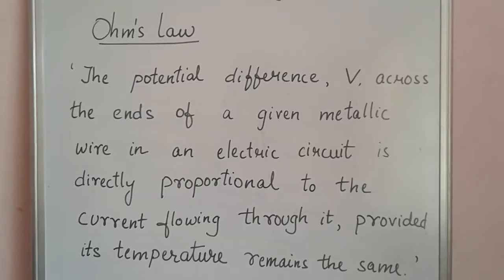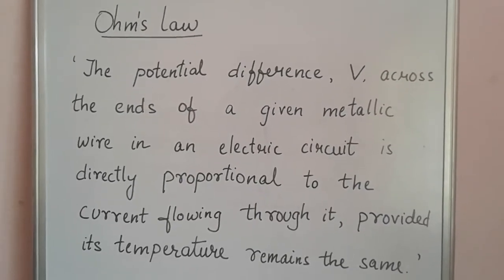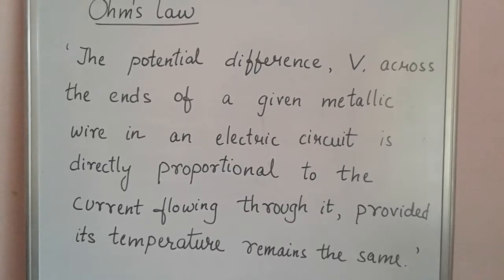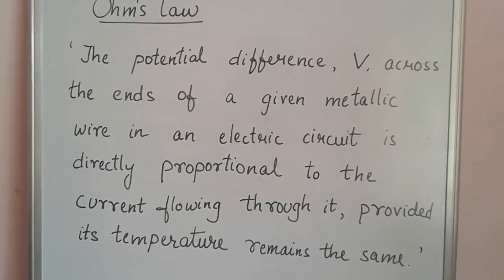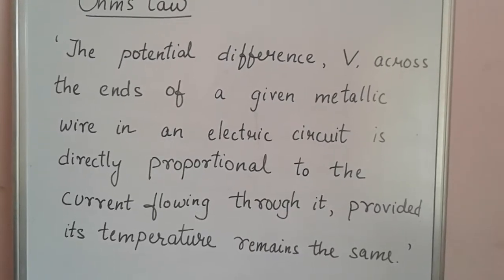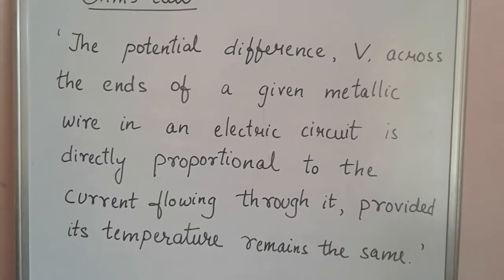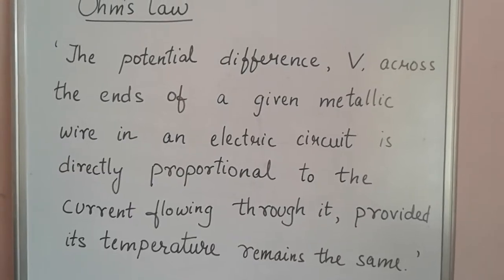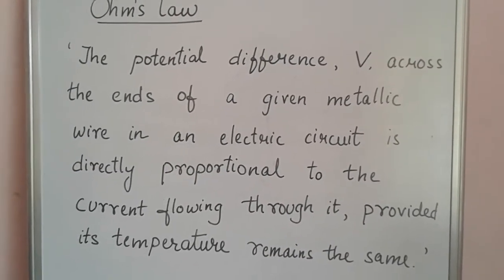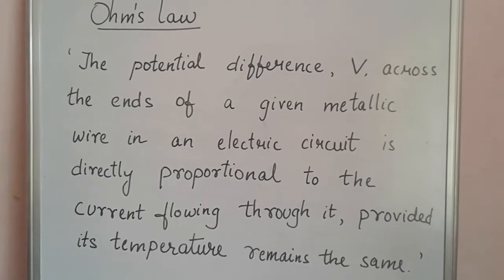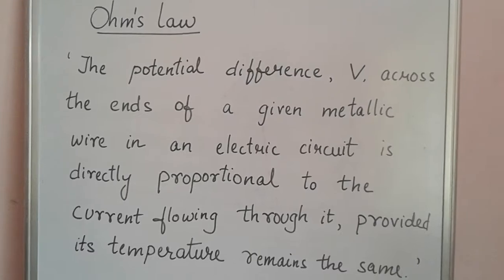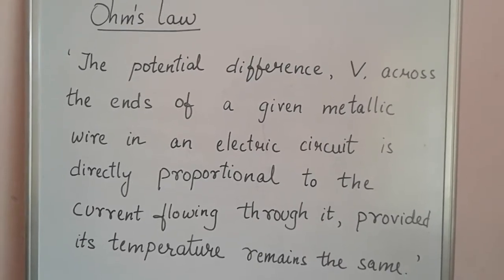According to the statement of Ohm's law, the potential difference V across the ends of a given metallic wire in an electric circuit is directly proportional to the current flowing through it, provided its temperature remains the same. This is the statement of Ohm's law, and whenever it is asked in the examination, this is the statement that you have to write in the examination.